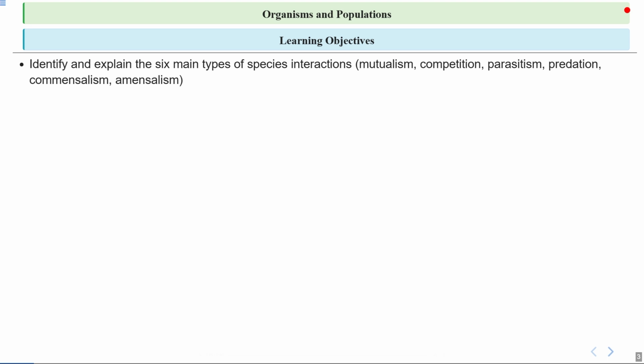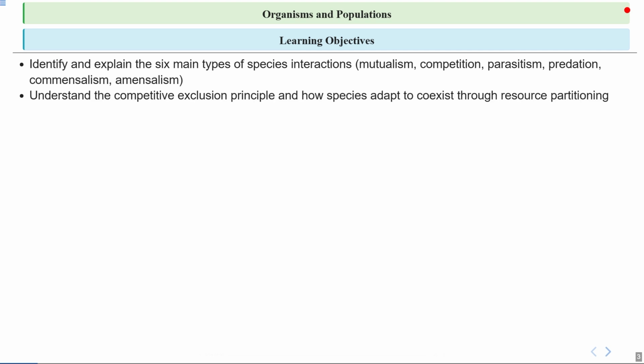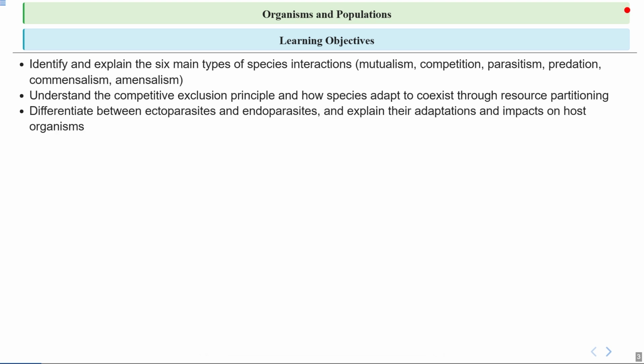So what are the objectives of today's session? Today we will understand the 6 main types of species interactions, which are mutualism, competition, parasitism, predation, commensalism and amensalism. We'll also talk about the competitive exclusion principle and how species adapt to coexist through resource partitioning. Then we'll differentiate between ectoparasites and endoparasites, and understand their adaptations and impacts on the host organisms.